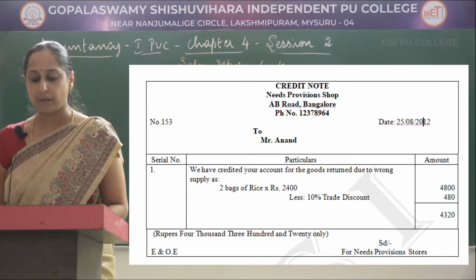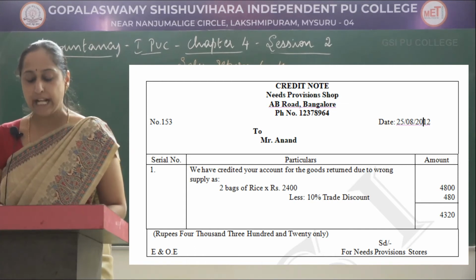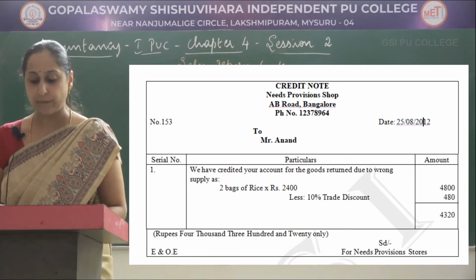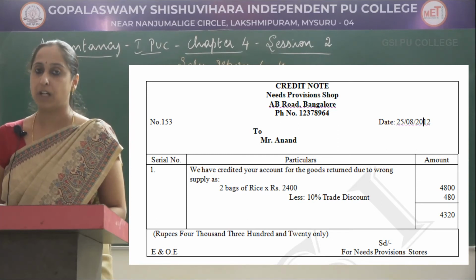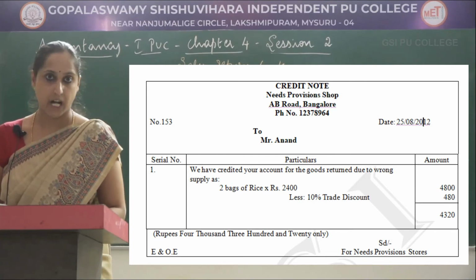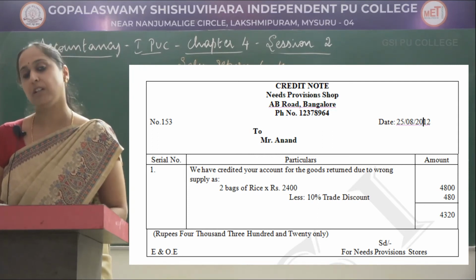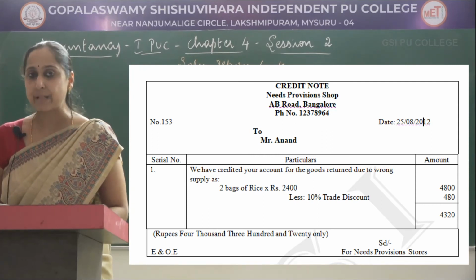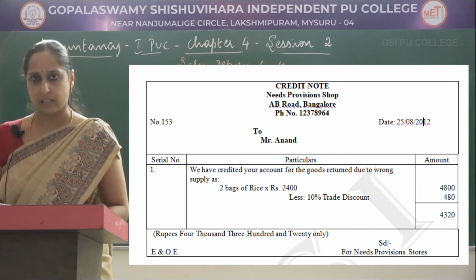So here in this format you can see credit note, Needs Provision Stores, AB Road, Bangalore. They have prepared a credit note and they are sending it to Mr. Anand. Anand has already returned goods. And now if he has returned goods, they have to credit Anand's account. So here the Needs Provision Store, that is the businessman, is preparing the credit note and sending it to Anand, that is the customer.